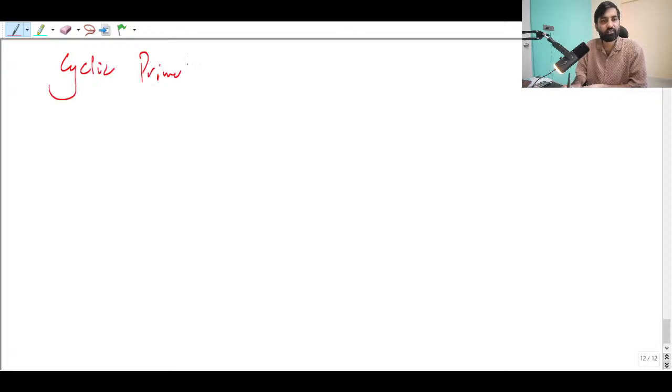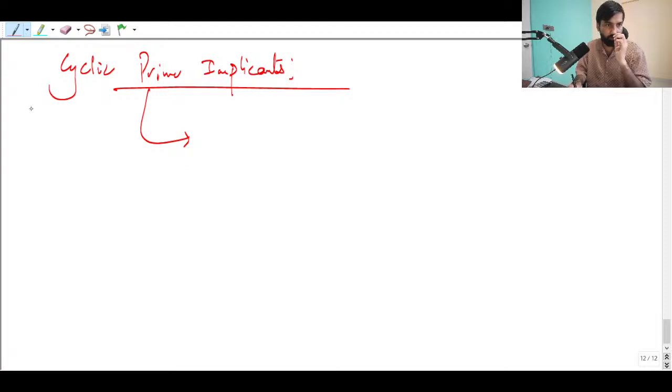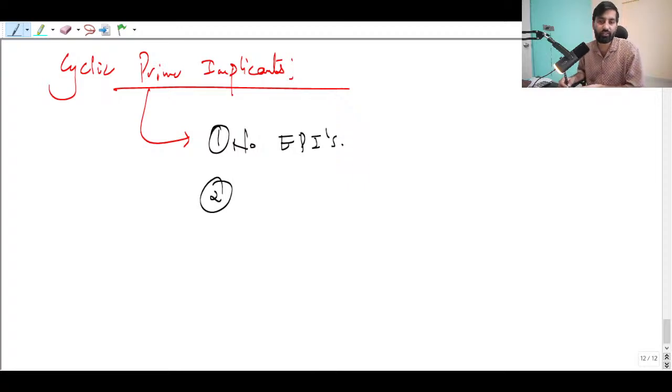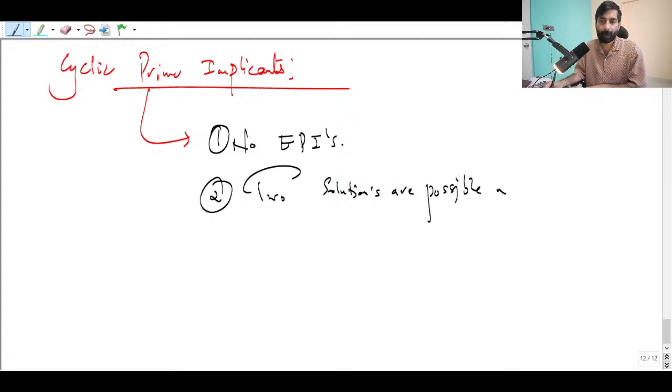Whenever there will be cyclic prime implicants, in this case, you will get no essential prime implicants, right? Remember, no EPIs will be present, right? इस तरह के क्वेश्चन आपके एग्जाम में आ सकते हैं. And two solutions are possible without any common term.